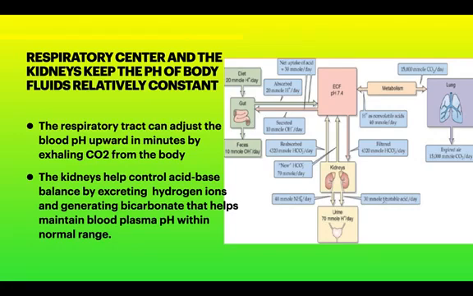Respiratory center and the kidneys keep the pH of body fluids relatively constant. The respiratory tract can adjust the blood pH upward in minutes by exhaling CO2 from the body. The kidneys help control acid-base balance by excreting hydrogen ions and generating bicarbonate, which helps maintain blood plasma pH within the normal range.